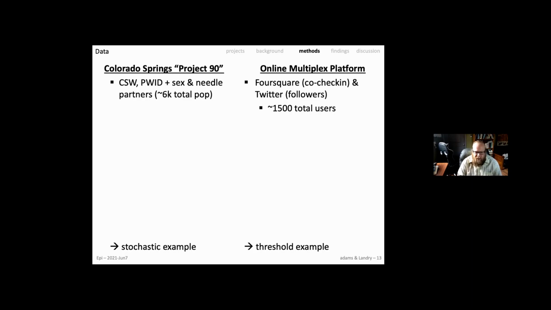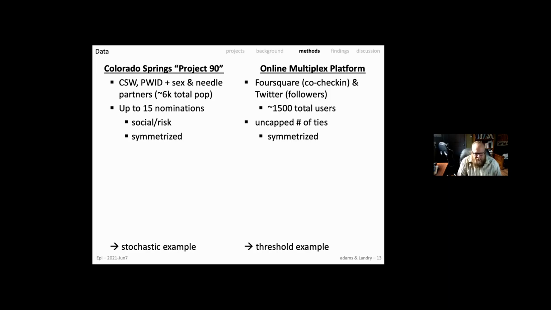The online multiplex platform is a combination of Foursquare data, people who check in at the same location within small windows of time with one another, and Twitter followers. I forget exactly what this population is. It's a set of scientists from somewhere in South Asia. I believe it's in India, but I'm not positive of that. There's a total of about 1,500 users, and I rechecked the paper. It actually doesn't say in the paper. I have that in communication with the author somewhere, but it's not particularly salient for our purposes. What we're really interested in is that it's 1,500 people and a combination of their Foursquare co-check-in and Twitter data.